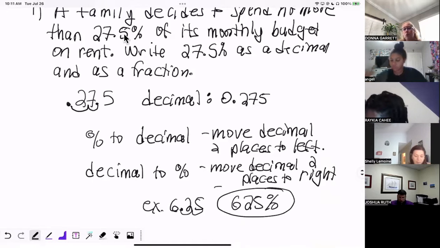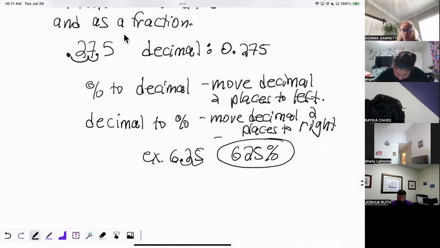So percent to decimal, you move 2 places to the left. Decimal to percent, move the decimal place 2 places to the right. You'll go back and forth.